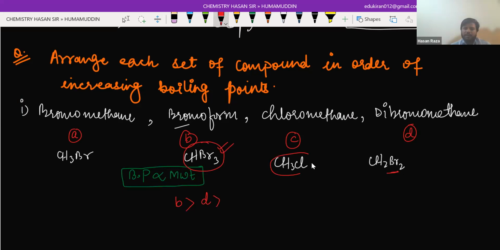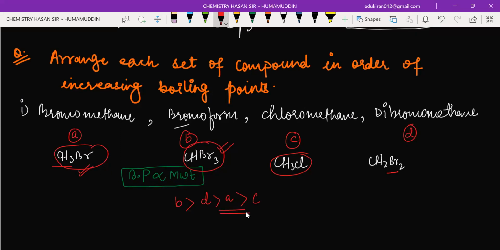Now you can see CH3Cl, CH3Br, CH3 same, but bromine is present in the periodic table below the chlorine. So it will have more atomic mass. So molecular weight increases, then A, and then comes your C. Is that clear? Yes, sir.